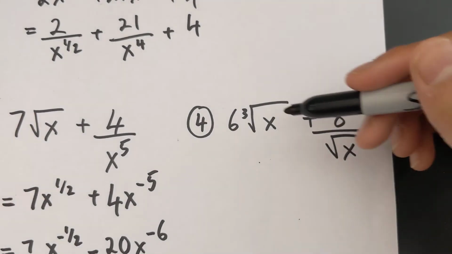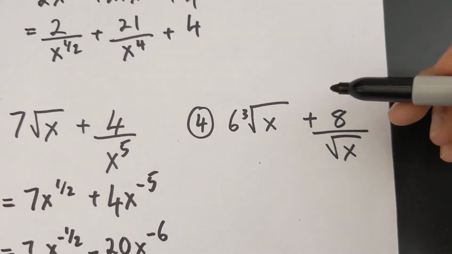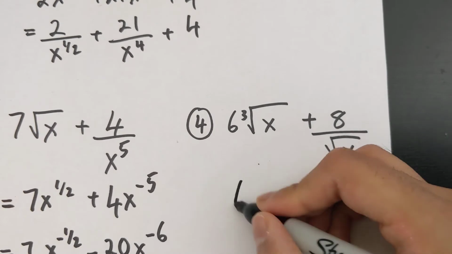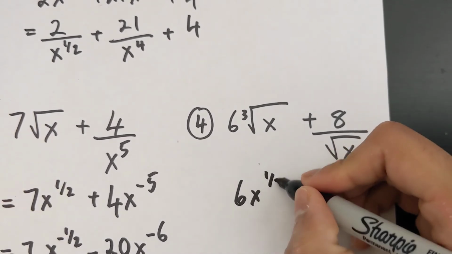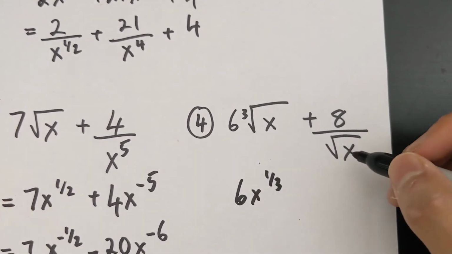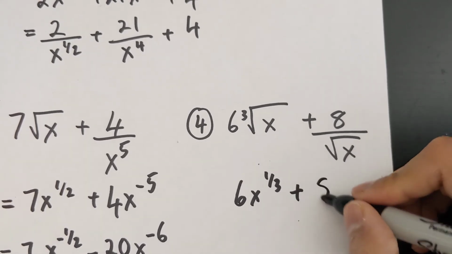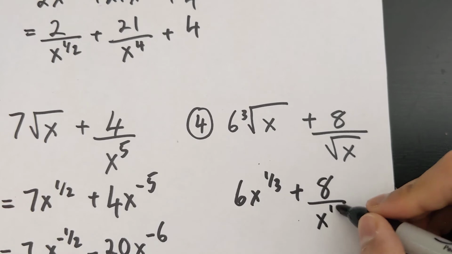Let's take one last quick look at something a bit more difficult. Now this is the hardest simple derivation can get. I have a cube root there, so that's just 6x to the power of 1 over 3. And here I have a root x in the denominator. So if I simplify that, it's 8 over x to the power of half.